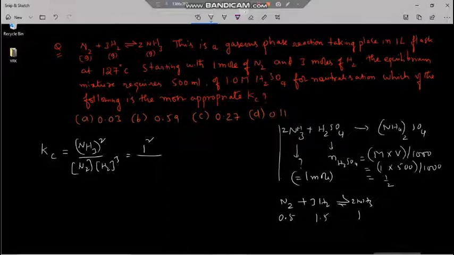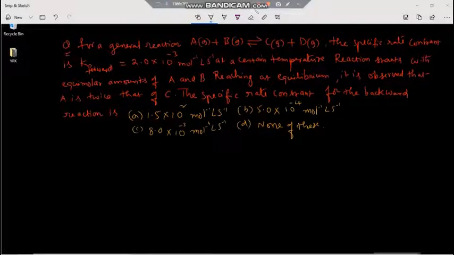Therefore nitrogen will be 0.5, hydrogen will be 1.5 whole cube. Upon simplification I got 0.59 as the answer for this question. So option B is the right option for this one. Let us see the next question.